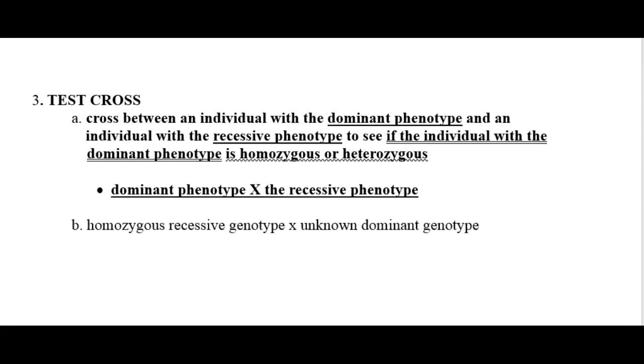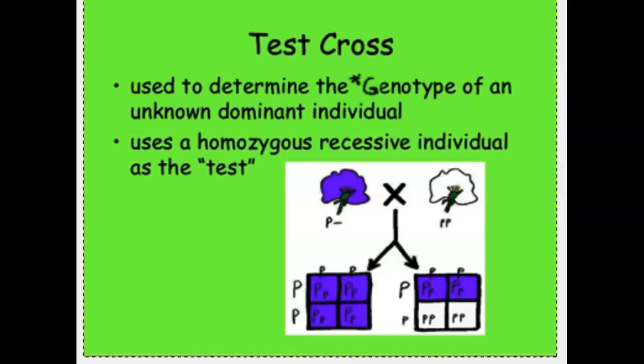A test cross is a cross between an individual with a dominant phenotype and an individual with a recessive phenotype to see if the individual with the dominant phenotype is homozygous or heterozygous. So you're going to cross the dominant phenotype with the recessive phenotype. So the test cross is to figure out, in this case they're using P's, letter P, what is the second allele.